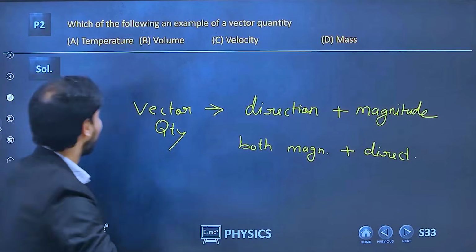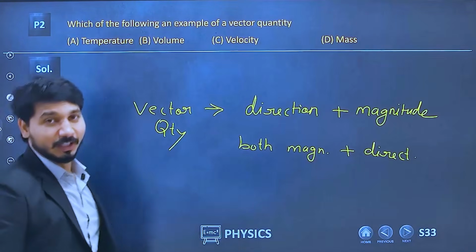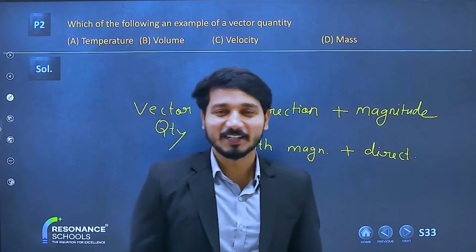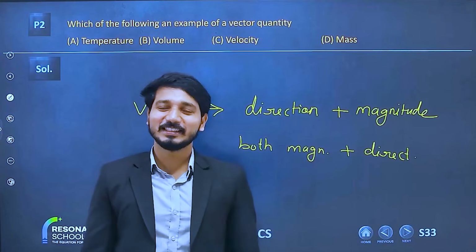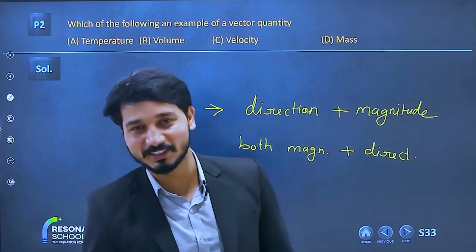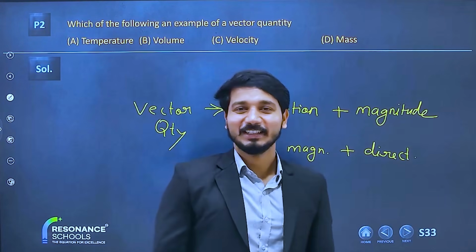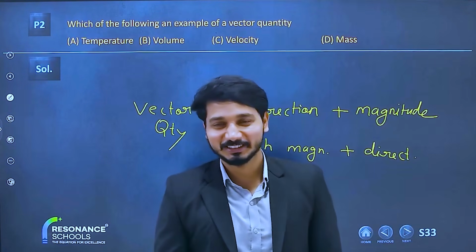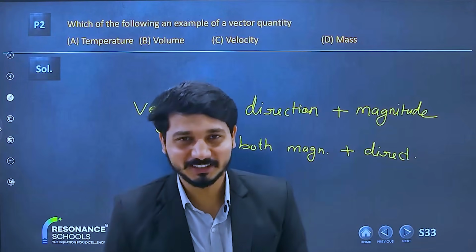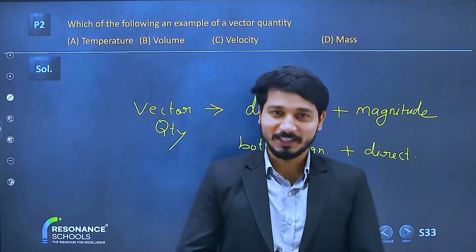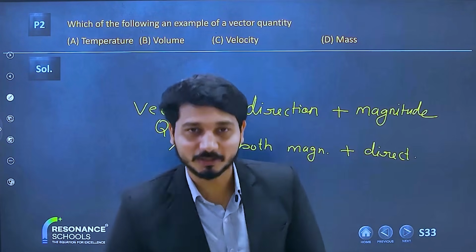Now see, temperature. Did you ever hear a statement like temperature is 30 degrees Celsius towards north? Did you ever hear such statements in general terms? Like, today is very hot, its temperature is 37 degrees south. Did you ever hear? No. We only mention the magnitude, the numerical part. So temperature is a scalar quantity.